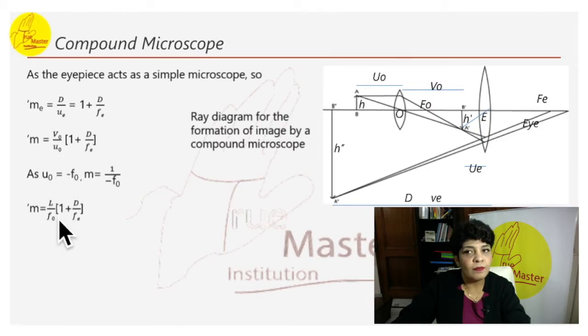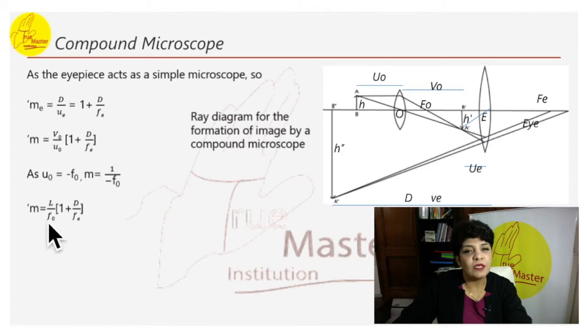In place of U naught, we can write F naught here, and this will be the other part of the focal, so FO. So U naught is equal to FO, and V naught can be written as L. If we denote with a different letter, say V naught, this is the total distance from the objective lens to the first image where it is being formed. Suppose we name it as L.